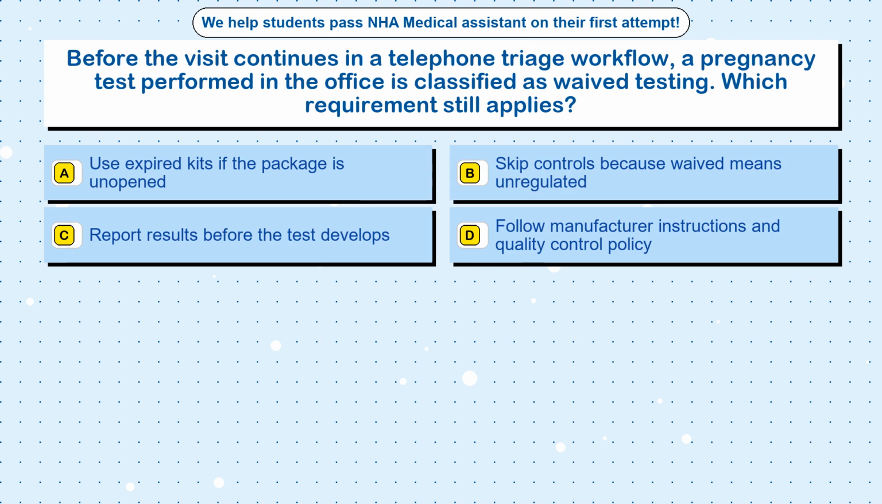Question 51. Before the visit continues in a telephone triage workflow, a pregnancy test performed in the office is classified as waived testing. Which requirement still applies? Option A. Use expired kits if the package is unopened. Option B. Skip controls because waived means unregulated. Option C. Report results before the test develops. Option D. Follow manufacturer instructions and quality control policy.